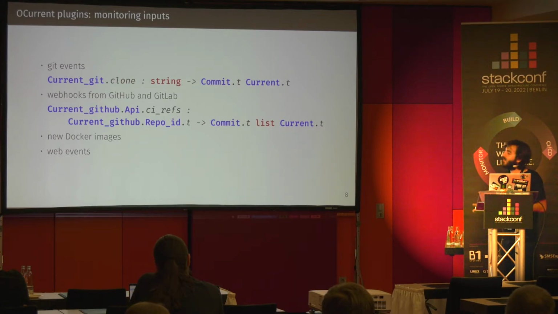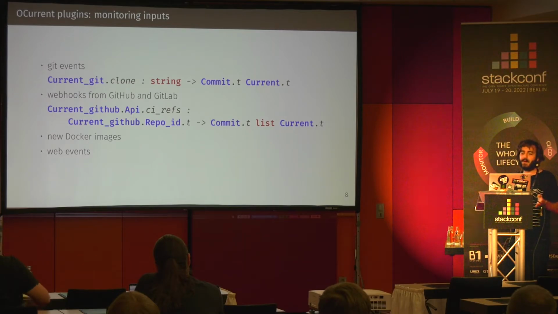These are just function signatures in OCaml. So Current_git's clone will take an address and return a reference, a commit that is wrapped inside this caching library that we use for computations. We can also monitor webhooks from GitHub and GitLab. For instance, this function will return a list of all Git references that the CI will monitor and rebuild. This is useful when you open a PR or an MR or anything, and the CI will just fetch and rebuild that branch. We can also monitor for new pushes on Docker Hub, on Docker images.